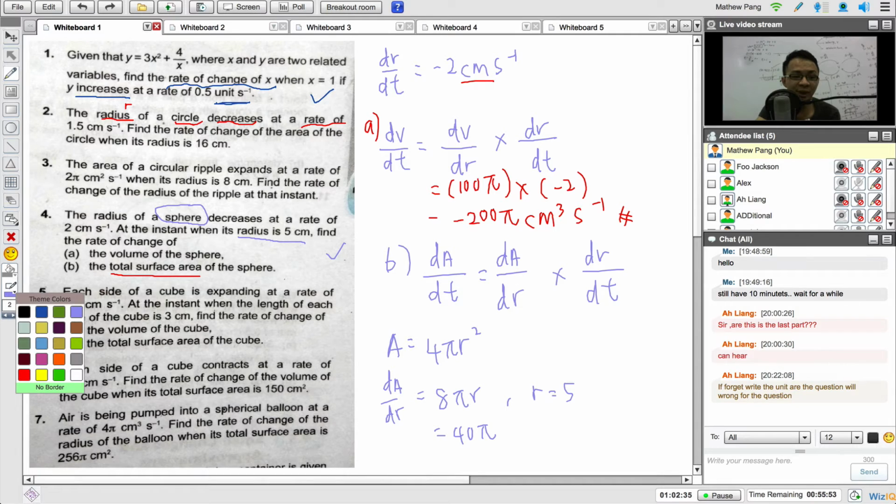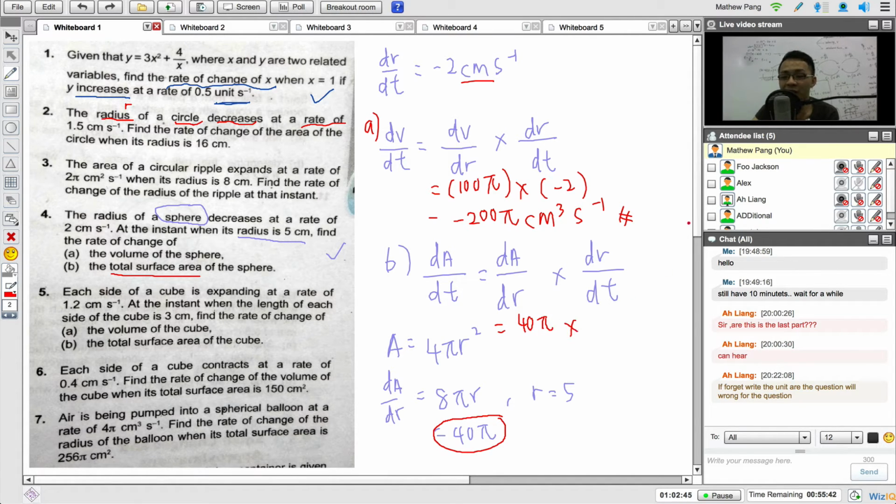Wait, I change some color. Okay, I will get the answer easily, because what is my dA/dr? My dA/dr equals 40π. So 40π. What is my dr/dt? My dr/dt is -2. So -2. So obviously this one is -80π.